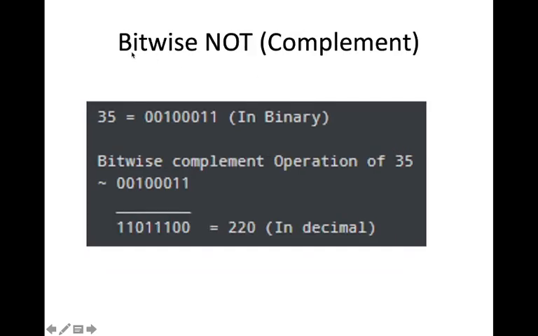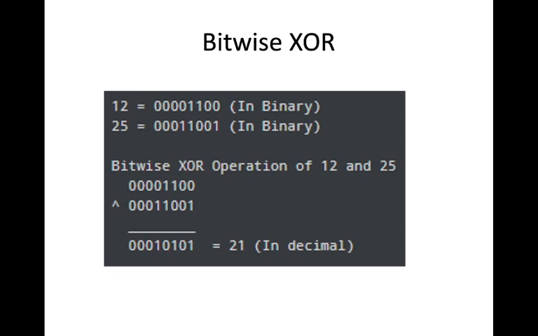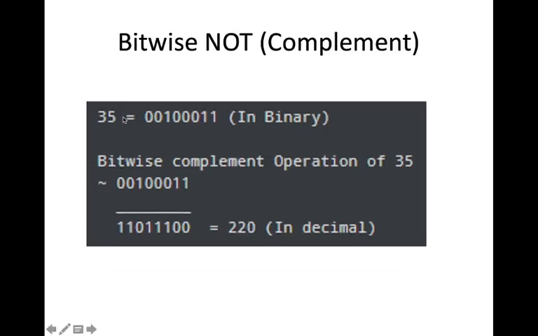Then we have the bitwise NOT operator, or bitwise complement. We also call it the complement operator. It will take the complement of the number. So if we take 35, 0 0 1 0 0 0 1 1, this is the binary equivalent. It is also a unary operator. We require only one operand. In the other cases we require two operands, like 12 and 25. Here we have only 35. So it is a unary operator, we have only one operand.